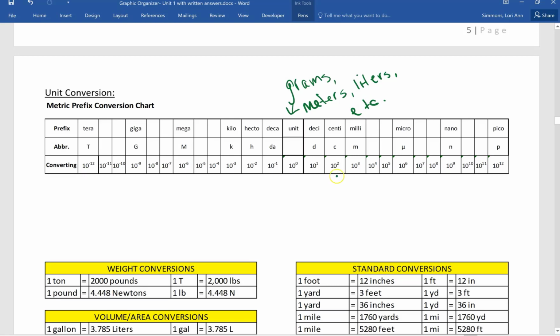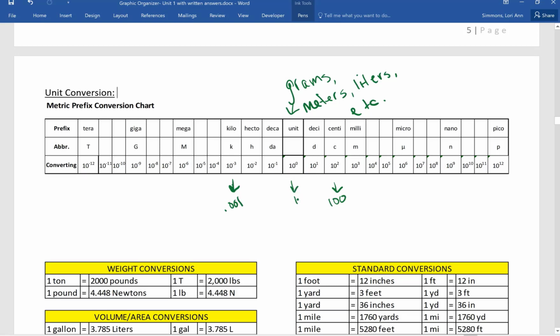So we could have a centigram, centimeter, centiliter, a megagram, megaliter, megameter. So kilo, look at this one, 10 to the negative third, that's the same as 0.001. Centi is the same as 100. And our unit, 10 to the 0, is 1.